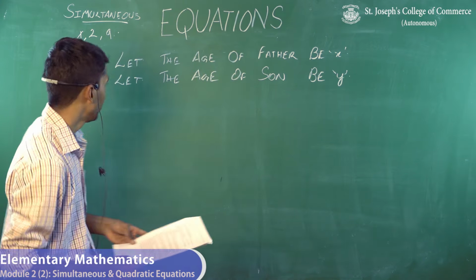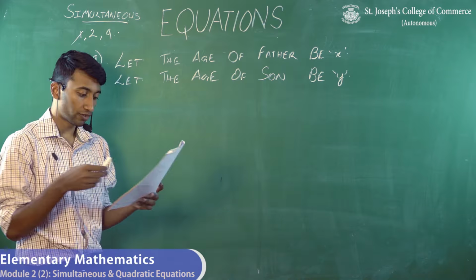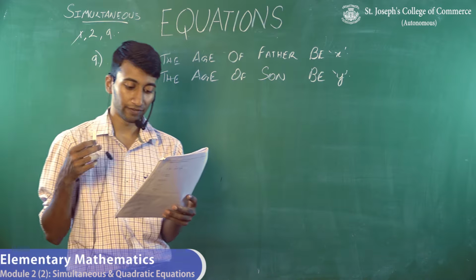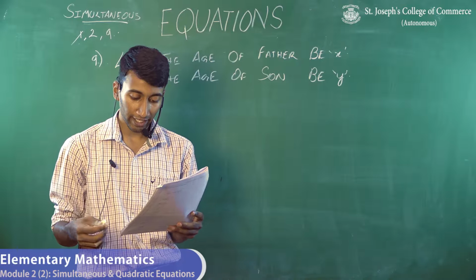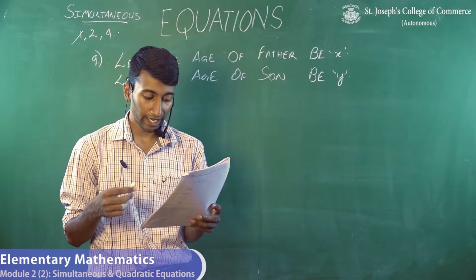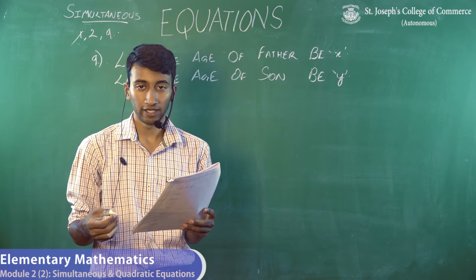So we're going to do the 9th question now. The 9th question says, if twice the age of the son is added to the age of the father, the sum is 56. But if twice the age of the father is added to the age of the son, the sum is 82. Find the ages of the father and the son.